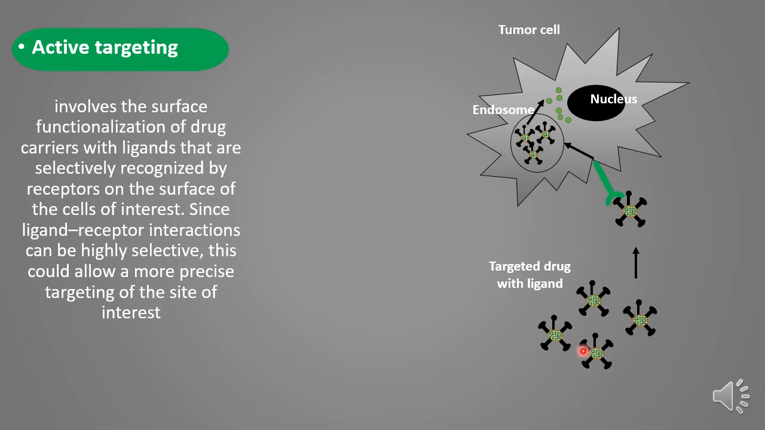In case of a tumor drug or cancer drug targeted with a ligand, it binds to the receptor on the surface of the tumor tissue or the tumor cell, which is then taken up and released inside the tumor cell.